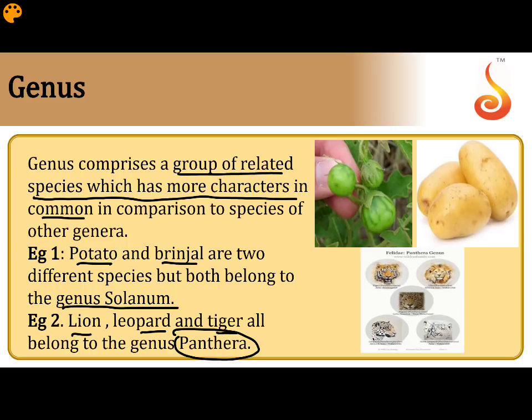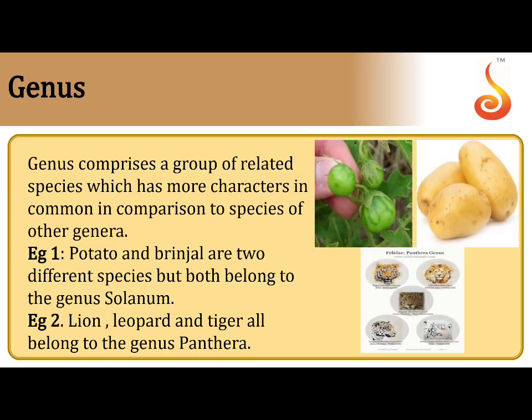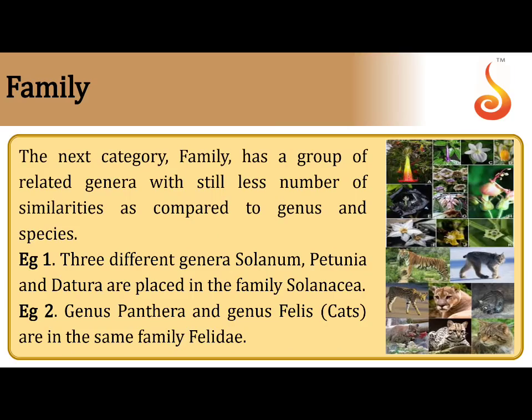So, what do you understand? Species is each individual type, but genus is a group of species which are interrelated. Then comes a group of genera. A group of genera is a little bigger part, which we call family. So, they are related genera. The characteristic features gradually start decreasing.